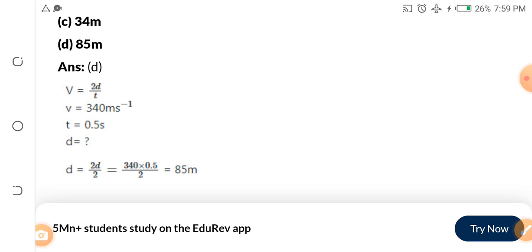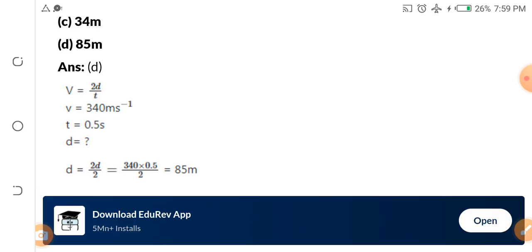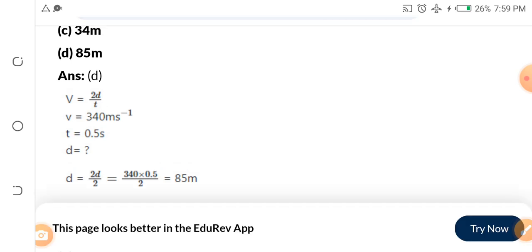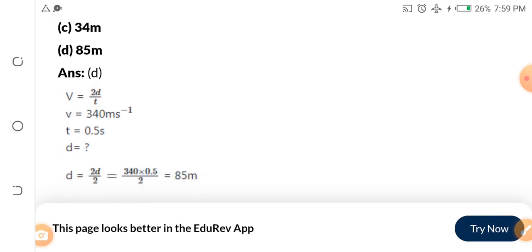When you make D the subject of the formula, you will get D equals vT over 2, right? So we have 340 times 0.5 over 2, because you made D the subject of the formula, giving you 85 meters. I hope you looked at it very well.